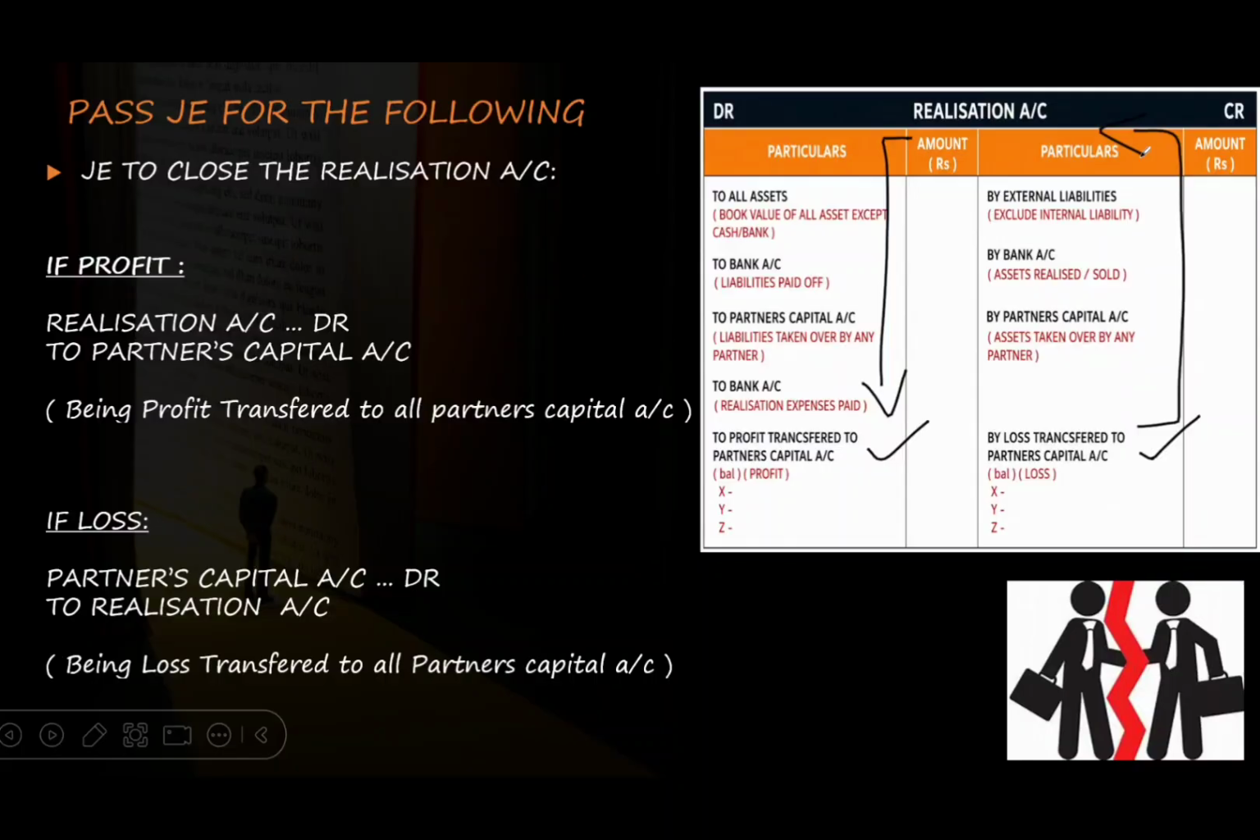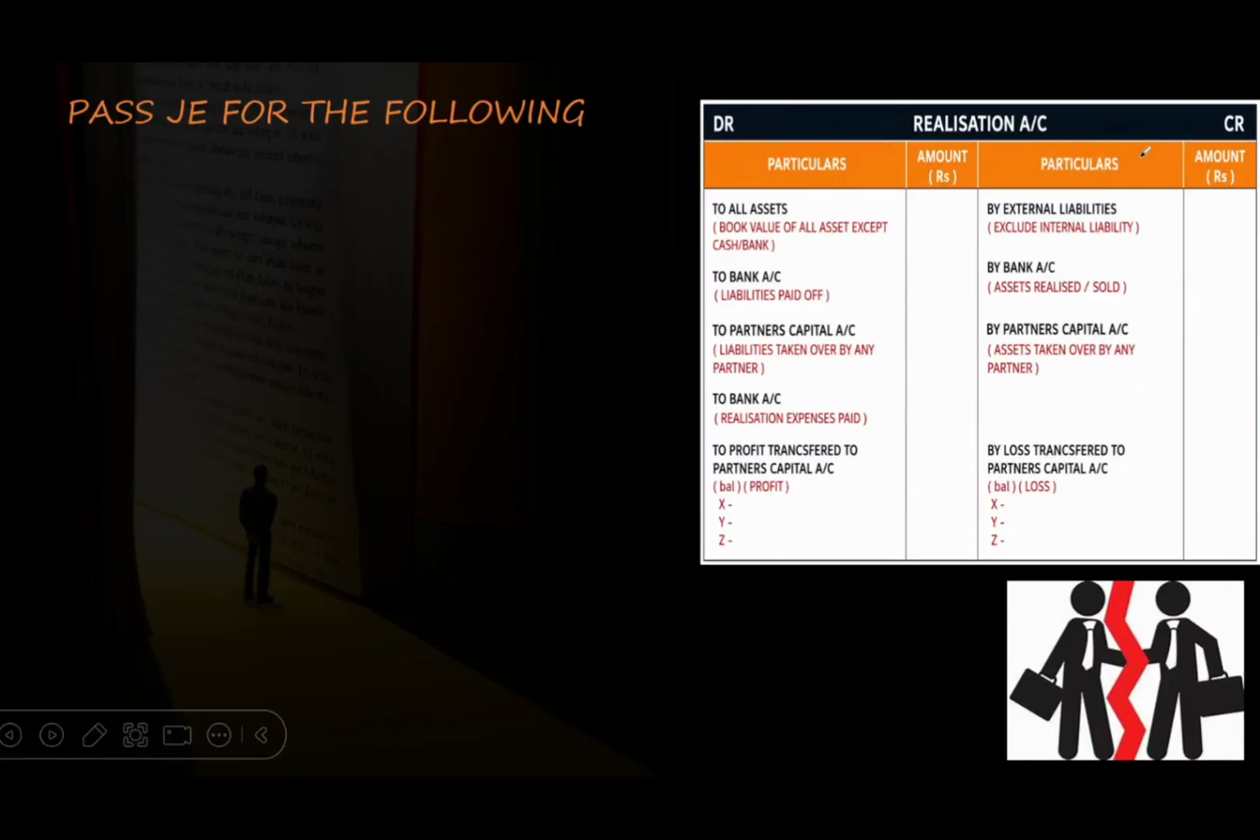Now, a very important entry we are going to see is when there are certain assets that are unrecorded. How are we going to treat them in the realization account? These unrecorded assets are the assets which are not recorded in the balance sheet or any books of accounts but identified only at the time of dissolution. These assets will not be recorded in any entries, but they cannot remain in the business concern. So we have to either realize them or any partner has to take them over. Generally, all the unrecorded assets have to be realized in full.